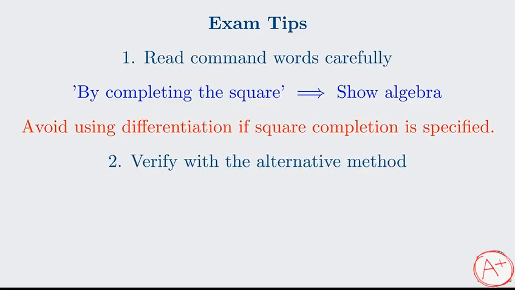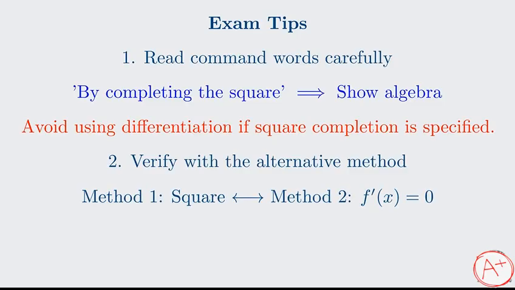Second, use the alternative method to check your work if time permits. If you completed the square, quickly differentiate the original equation. Both methods should lead you to the same x-coordinate for the vertex.